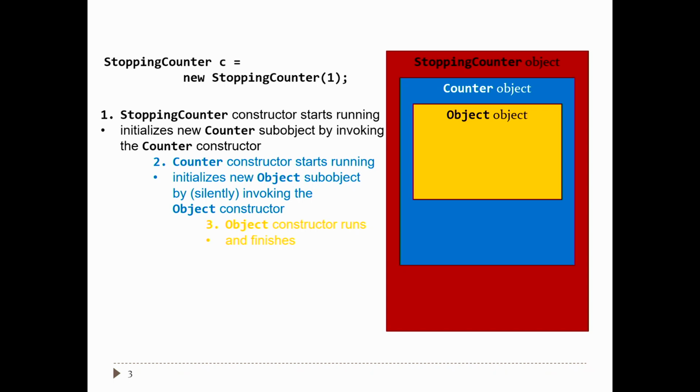Only when the object part of the stopping counter is constructed can the counter part of the stopping counter be constructed. So object gets built first, counter gets built second, and finally the stopping counter part, which is the constructor that we called in the first place. Only then can it finish running. So the parts of the stopping counter are built from the inside out. Object finishes being built first, then counter, then stopping counter.